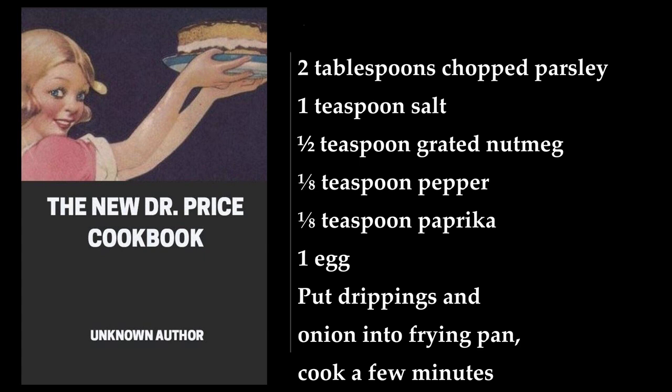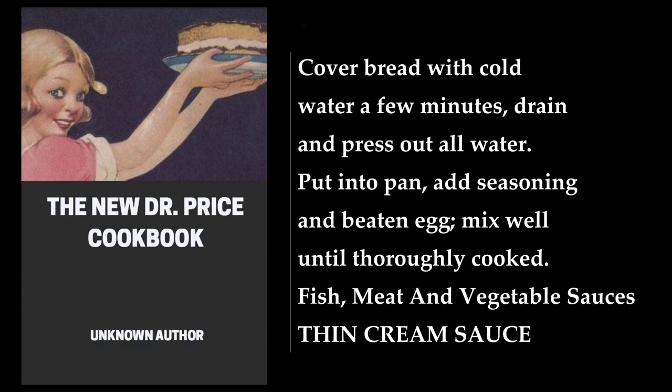Put drippings and onion into frying pan. Cook a few minutes and add apples. Cover bread with cold water a few minutes, drain and press out all water. Put into pan, add seasoning and beaten egg, mix well until thoroughly cooked.